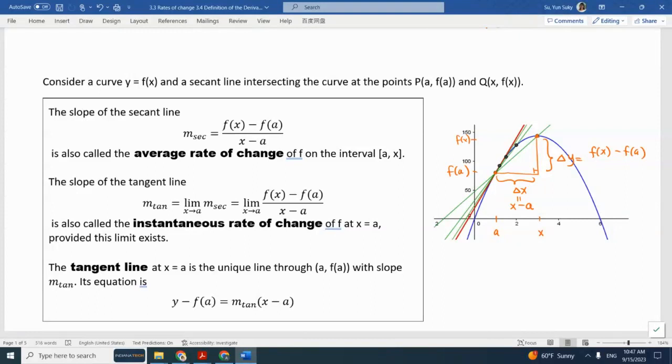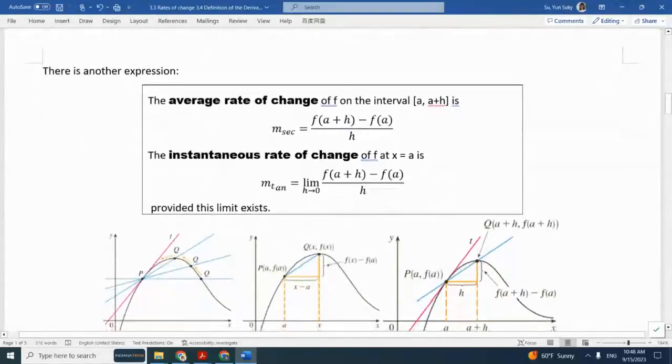And now, because you have the slope and you have a point, the point a, f of a, remember we have the point slope form. Point slope form is y minus the y coordinate of the point equals the slope times x minus the x coordinate of the point. Then we get the tangent line equation. So far, so good, everybody? Yes. So these are the definitions of rate of change and tangent line.